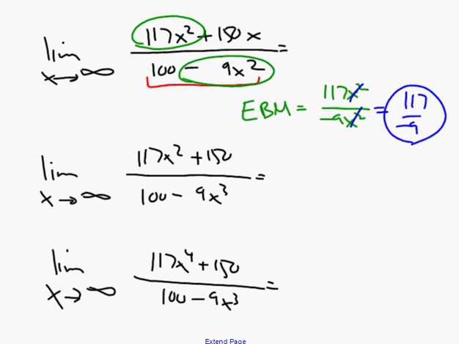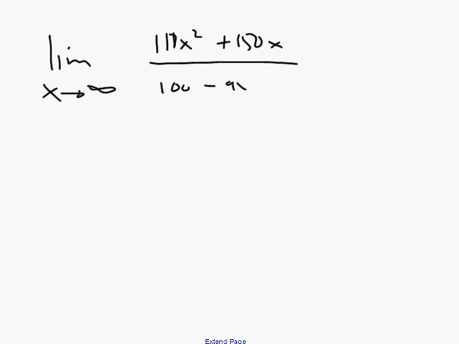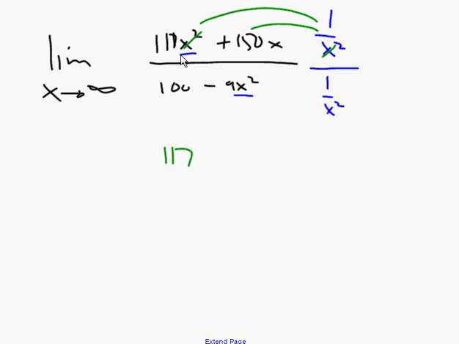So if you think about how we introduced this topic, let's rewrite this same limit. Limit as x goes to infinity of 117x squared plus 150x over 100 minus 9x squared. In yesterday's class, what did we do? We looked for the highest power of x, and we multiplied everything by the reciprocal of that. So 1 over x squared over 1 over x squared, right? And when we did that, the things with the highest power just became numbers, at least in this case, and here you get plus 150 over x. So it shows you why x squared is the most powerful term in the numerator.